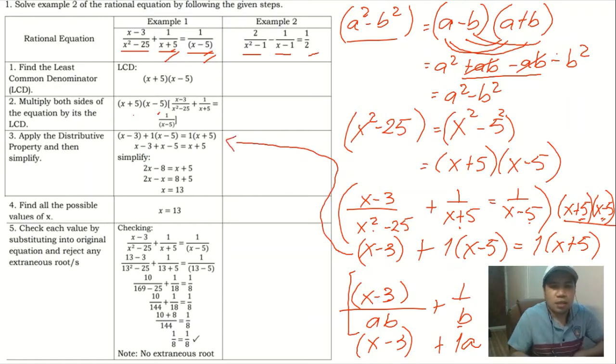Yan. So, simplify, dapat ma-eliminate natin yung parenthesis. Kaya, this is just x minus 5. Yan. And this is just x plus 5. So, x minus 3 plus x minus 5 is equals to x plus 5. Kaya, ang mangyayari, 2x minus 8 is equals to x plus 5. Then, pagsamahin natin yung like terms or similar terms, 2x minus x is equals to 8 plus 5. So, x is equals to 13.